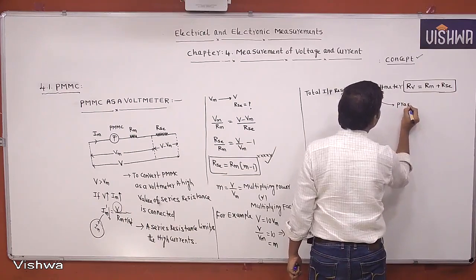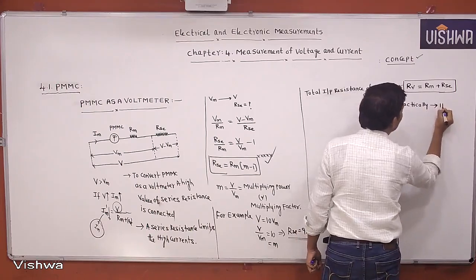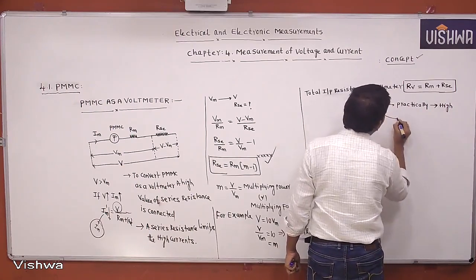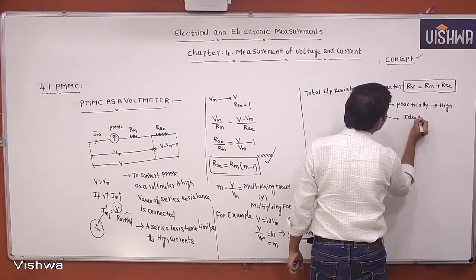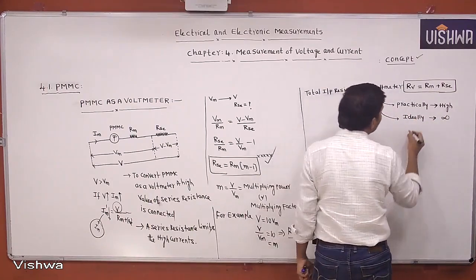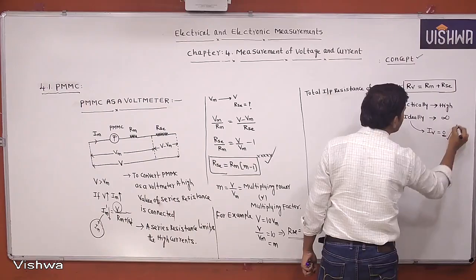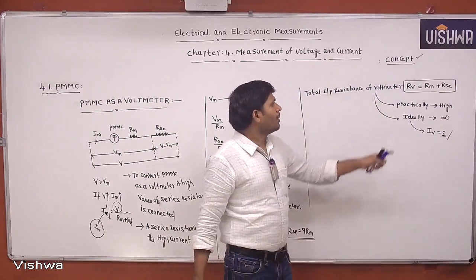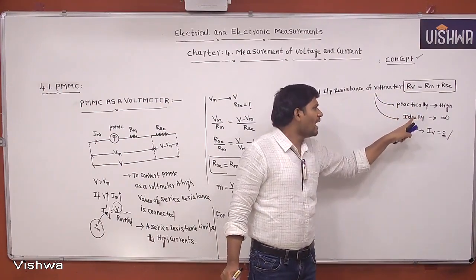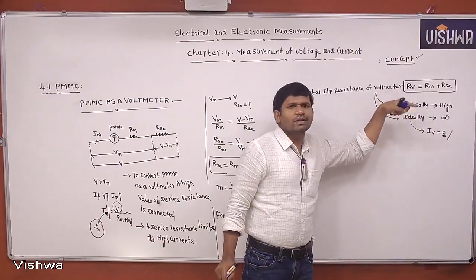Practically, this input resistance of voltmeter is a high value. Then, ideally, the input resistance of voltmeter is infinity. Ideally, what is the current taken by the voltmeter? Iv, the current taken by the voltmeter, is 0. Practically, this value is high, but ideally it is taken as infinity.